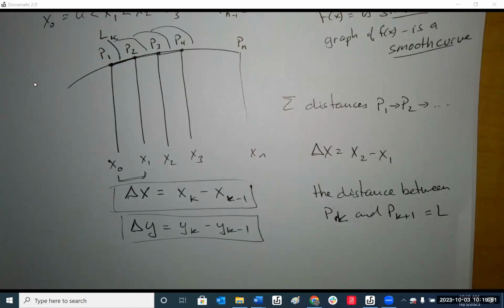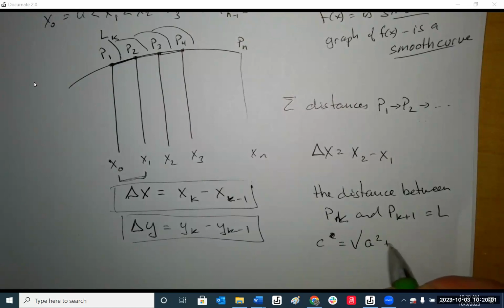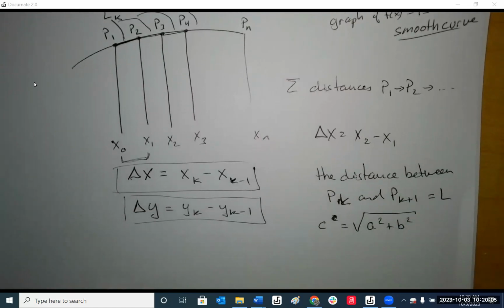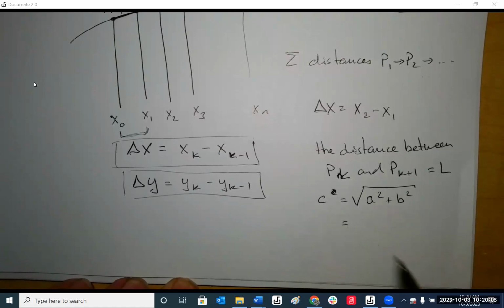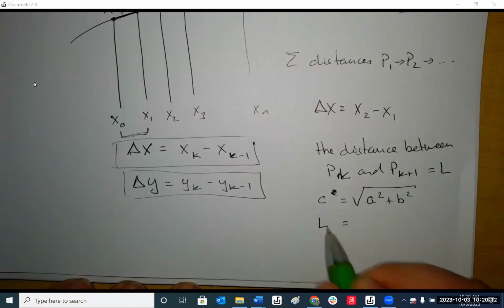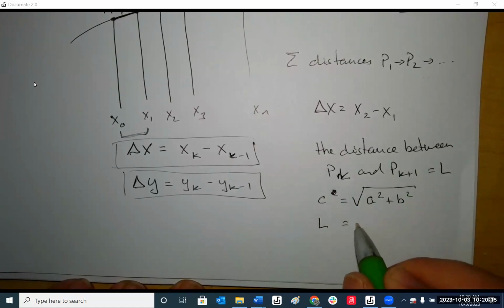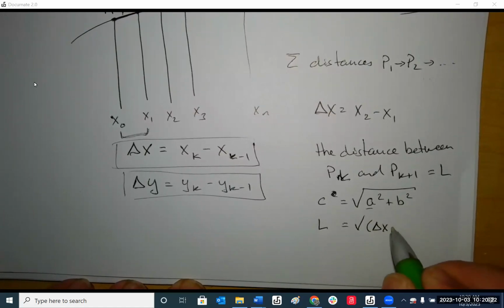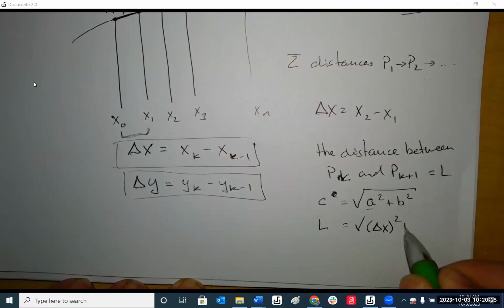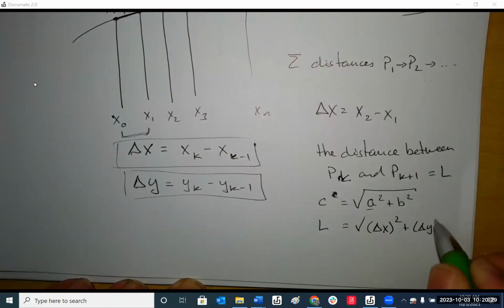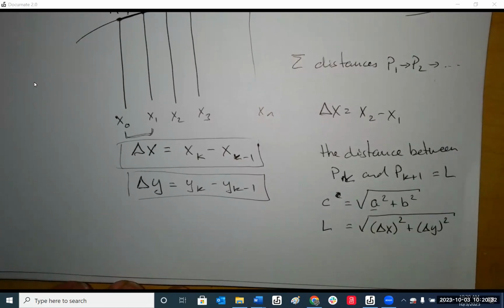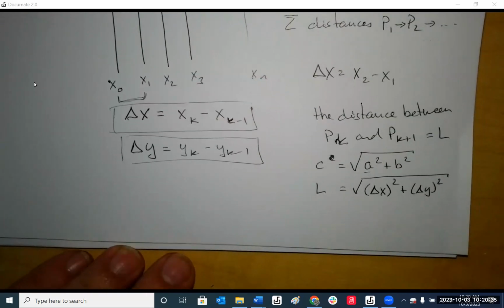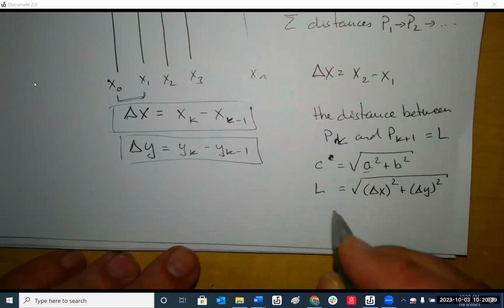And of course, we use the Pythagorean theorem for that. C is equal to the square root of A squared plus B squared, where the hypotenuse is the L. The A is the horizontal, so that is the delta x squared, and the y is the vertical, which is the delta y squared. So those are each of the points.